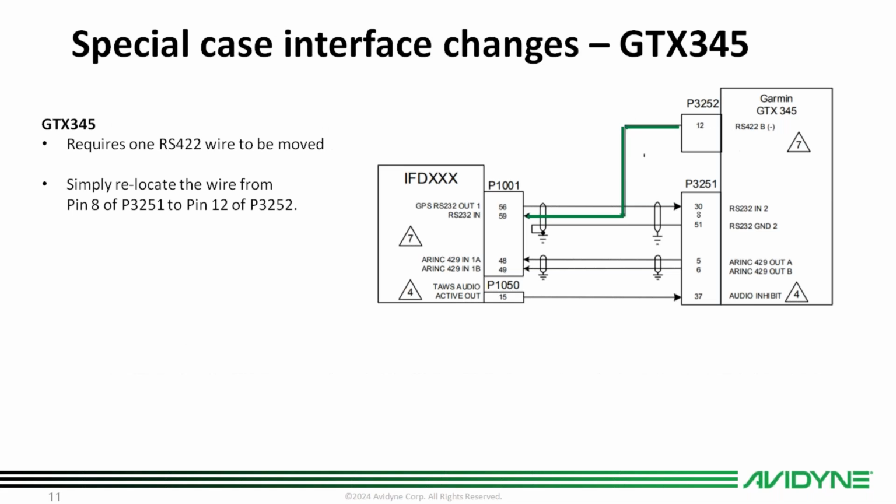And now some special case interface changes. So GTX 345 requires one wire to be moved. And you can see this is the excerpt from our manual here. Originally with the Garmin, that RS-232 in on pin 59 on the IFD side would go to pin 8. But with the GTX 345, it has to be moved to pin 12 for the RS-422. And of course, you have some configuration work in the GTX 345 to accept the input from the IFD, but other than that, it's just one wire change.